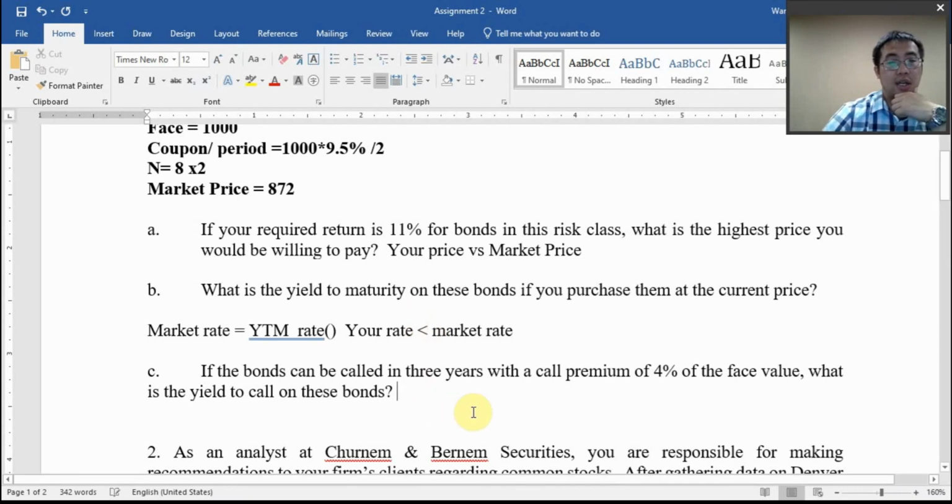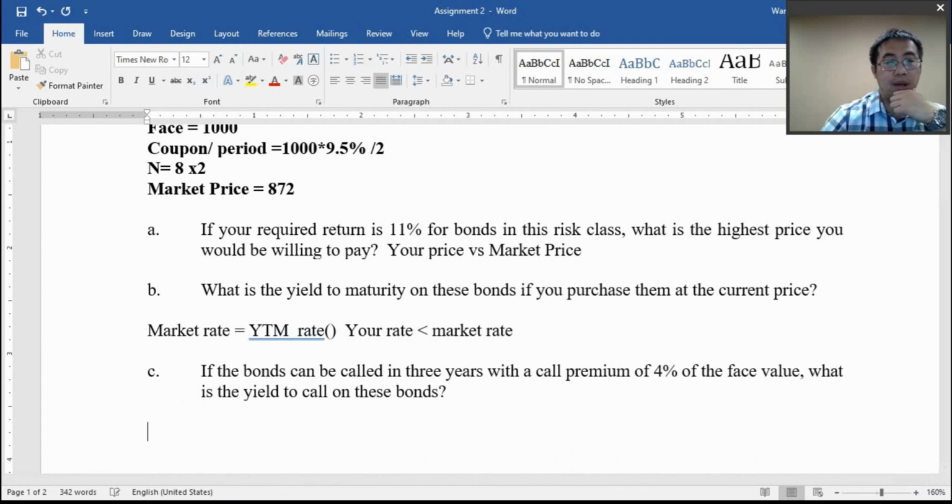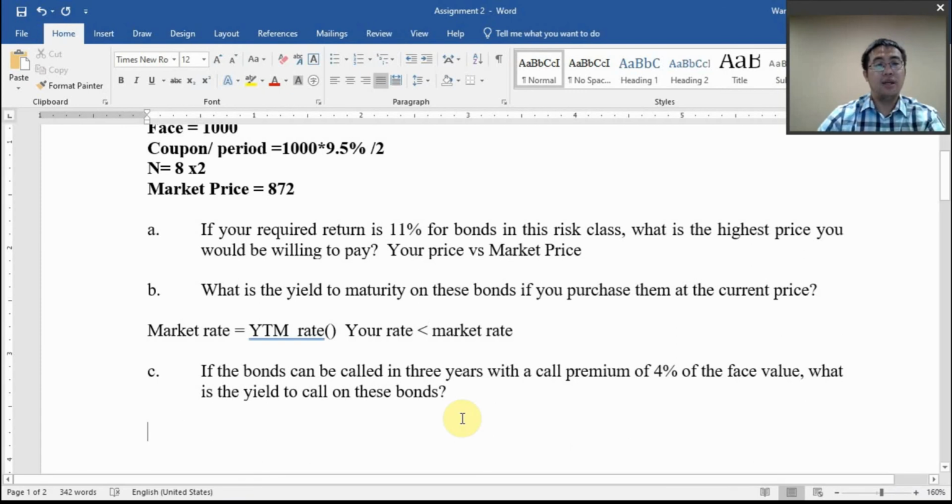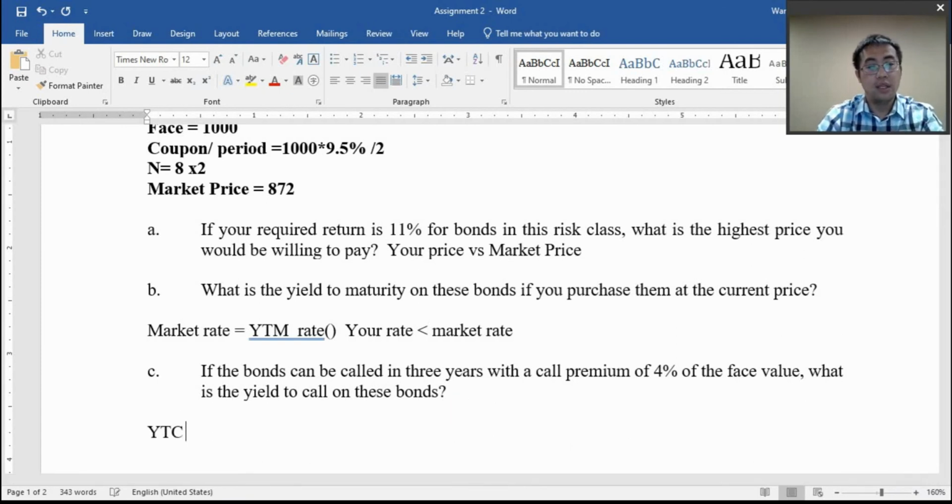Question C, if the bond can be called back in 3 years with the call premium, what is the yield to call? And yield to call is another annualized rate. You again are going to use the rate function of Excel, and you know this time the N is 3 years, and you have 3 times 2, 6 semi-annual periods. So your N is actually 6.